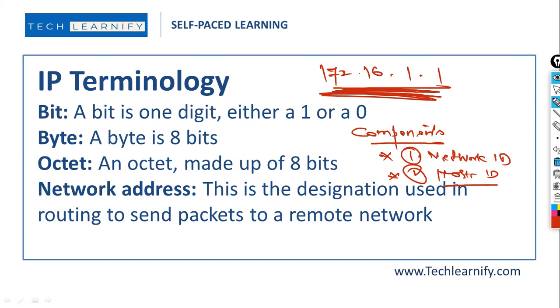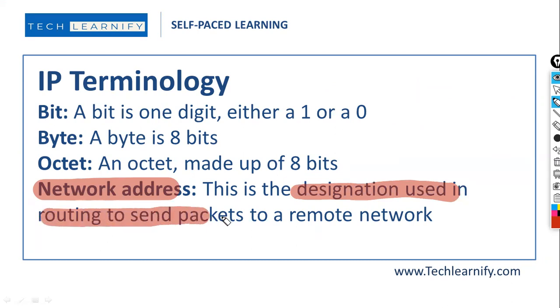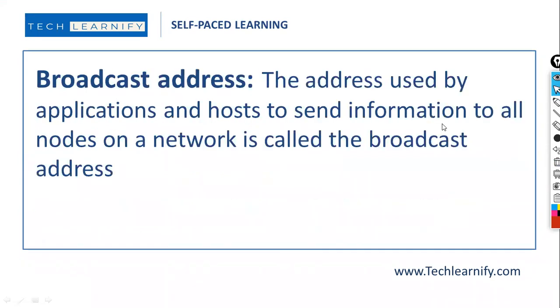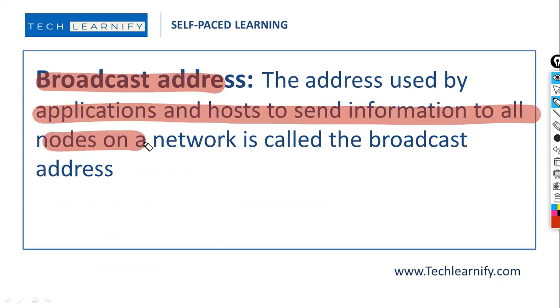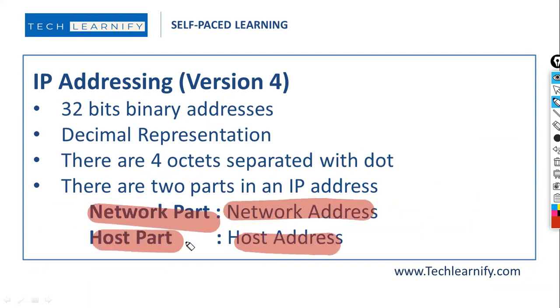And what do I mean by network and host? As you can see on the screen, network address is the designation used in routing to send packets to a remote network. So too technical to understand, right? It looks like it was written very technically. This is the designation used in routing. So what is routing? Oh, no problem, I'm just going to make it simple. And then here we have the broadcast address also, the address used by applications and hosts to send information to all nodes. So you understand what is broadcast. And here is the portion, the network part and the host part.